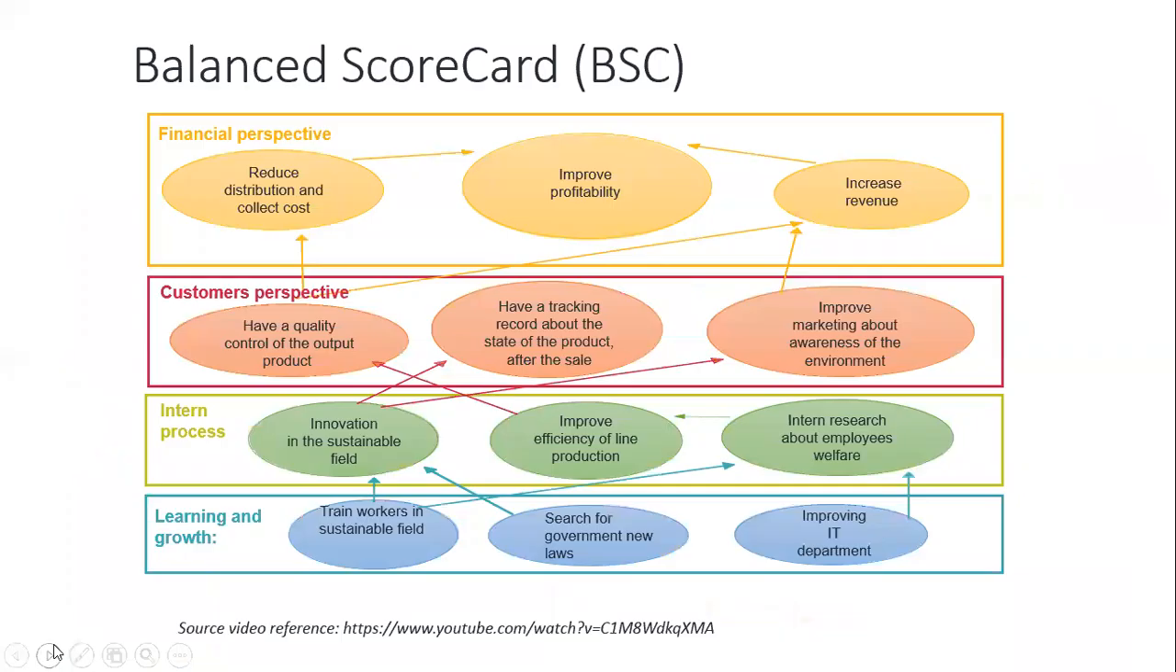Then you have a balanced scorecard for this kind of company. You have the source video reference at the bottom of the presentation. There you can see a process of the example company that I gave before. First, you have to start from the bottom, in learning and growth.